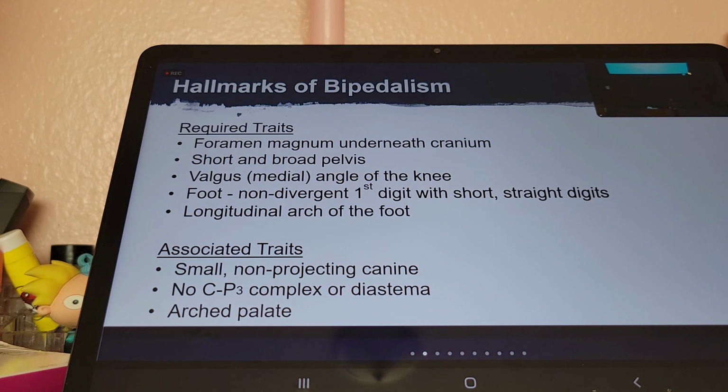We also have associated traits: a small non-projecting canine, no C/P3 complex or a diastema between the maxillary lateral incisor and the maxillary canine, and an arched palate, or curved palate, as opposed to the palate with the straight rows of teeth like we see in apes.